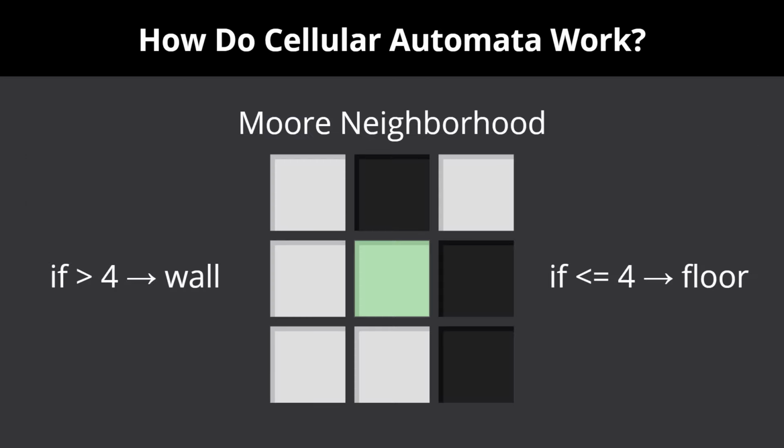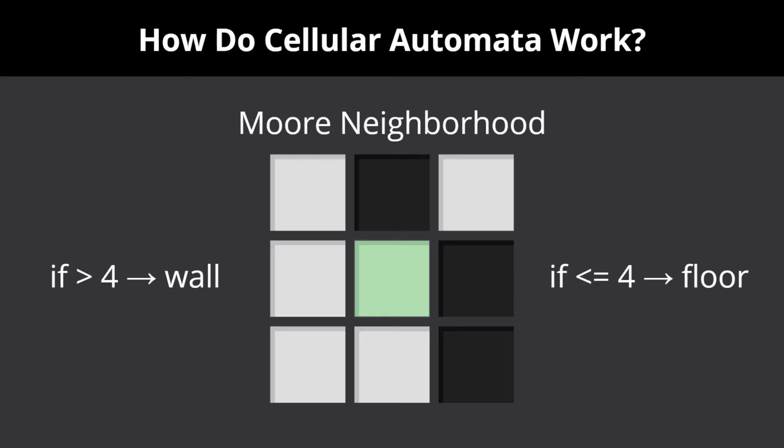So how do cellular automata work? They're actually way simpler to understand than you might expect. Cellular automata transform tiles based on their neighbors. By neighbors, I mean the neighboring tiles to the tile in consideration. Take a look at the 3x3 grid on screen. Let's do a quick run-through of how the algorithm would transform the center tile, highlighted in green.